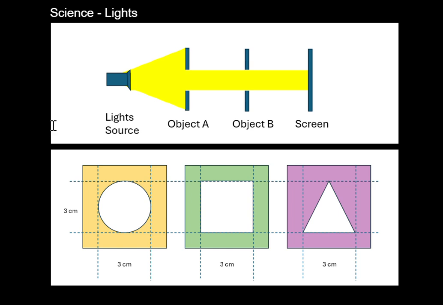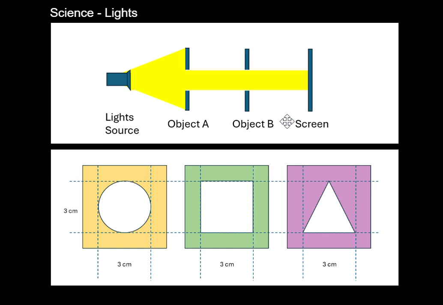Okay, so the typical science questions will look like this. You will have a light source. It could be a torchlight, it could be a bulb or anything. Then you will have two objects, A and B. Usually object A and object B will have a hole right in the middle. Then at the end you have a screen. Then the question will ask you the shapes on the screen, how they look, how the shadow is cast, and so on.